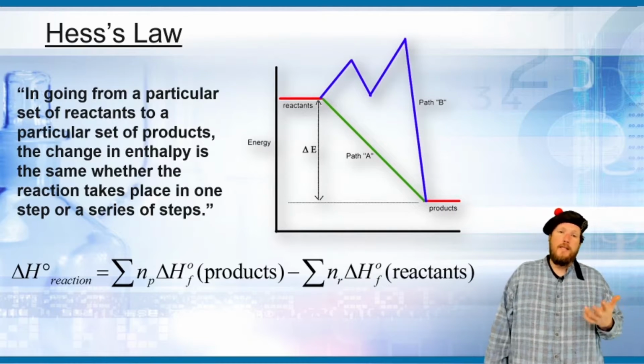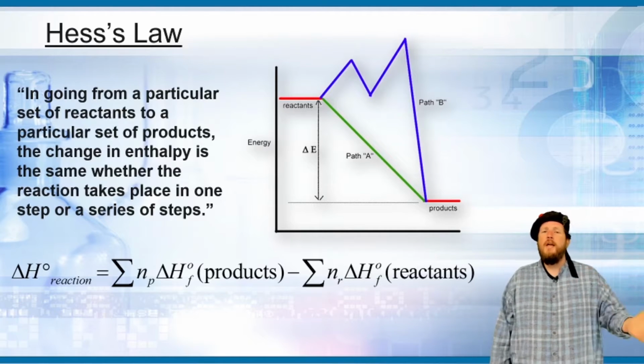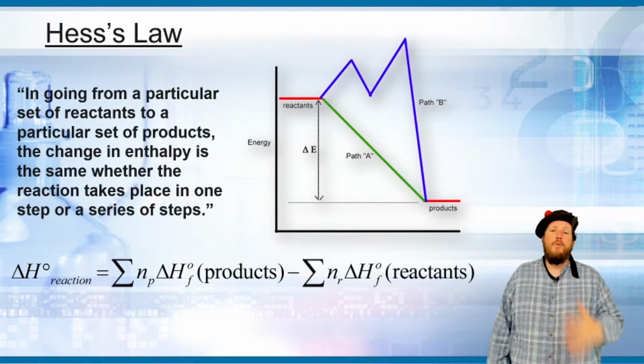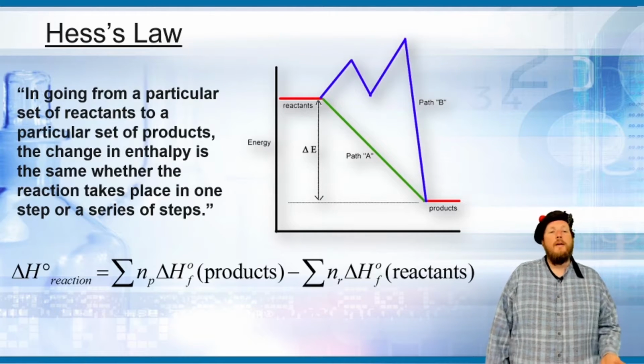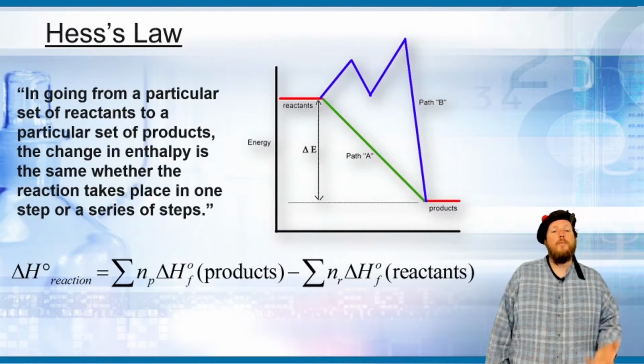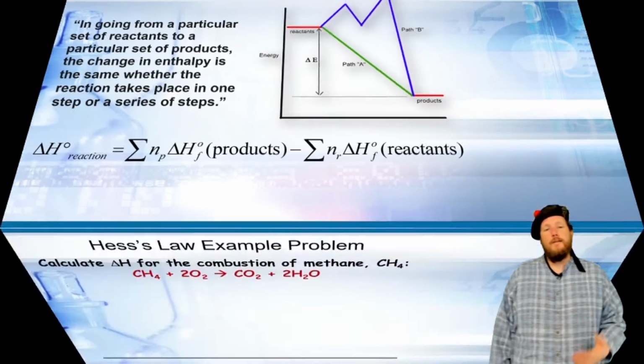So in this graph you can see that if you take a straight path, the change in energy is the same. If you take a more wild, multi-step process, you will end up with the same as well. So delta H of a reaction is equal to the sum of the heats of formation of the products minus the sum of heats of formation of the reactants.